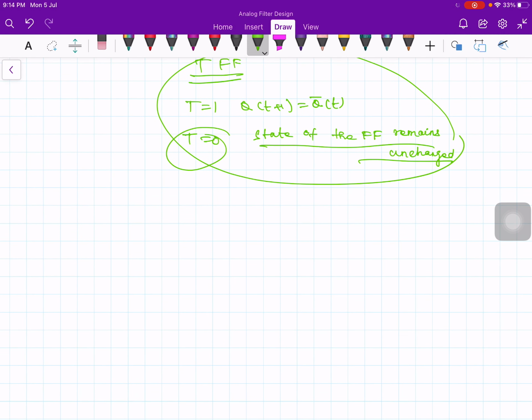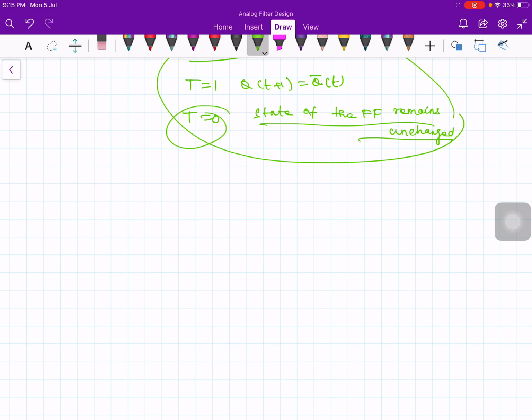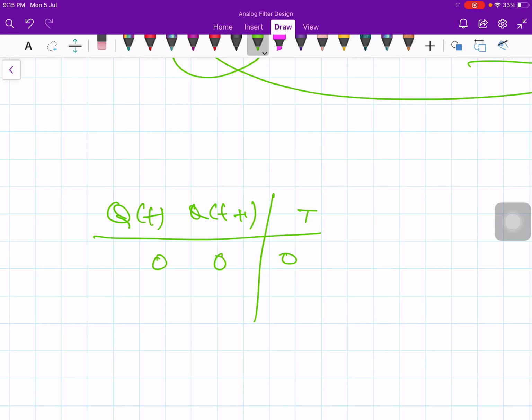So it's very straightforward. When the state of the flip-flop must remain the same, the requirement is that T equals 0. So for Q of T plus 1 and Q of T, 0 to 0, it remains the same. Therefore the input is 0. 0 to 1 toggling, right? The input must be 1. 1 to 0 toggling, input must be 1. 1 to 1, no change. Therefore input is 0. That's all.